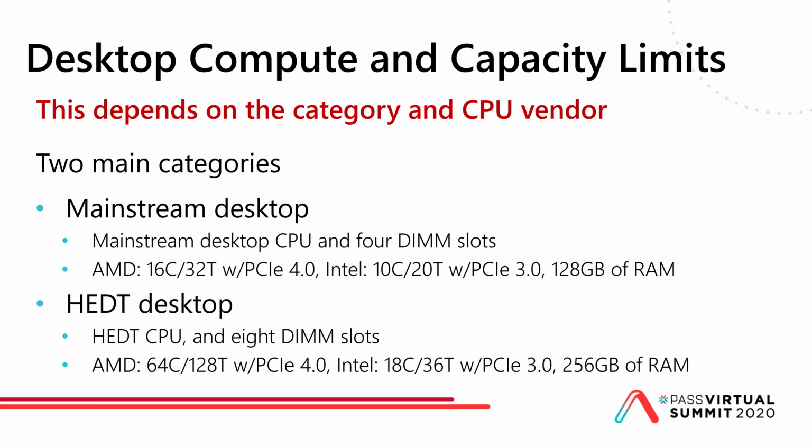slots. And with AMD, you can go all the way up to 64 cores and 128 threads with a top-of-the-line Threadripper. You get PCIe 4.0 support. And with Intel, you're limited to 18 cores and 36 threads and PCIe 3.0. Now, both of these will support 256 gigs of RAM. And again, you're limited by 32 gig DIMMs for desktop consumer machines. So it just comes down to how many slots you have available. So that's an example of the desktop compute and capacity limits.